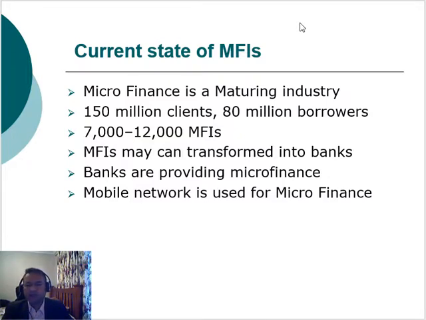Currently microfinance is a maturing industry. There are about 150 million clients across the globe in the microfinance industry, and there are about 80 million borrowers. Additionally, there are about 7,000 to 12,000 microfinance institutions across the globe, and some of them can be transformed into a bank. A good example of this is the Grameen Bank, which was initially a microfinance institution and emerged as a bank in Bangladesh. There are other banks that also provide microfinance products, and mobile networks are used for the microfinance industry across the globe.